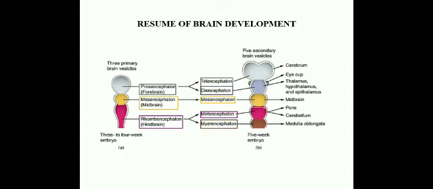The telencephalon gives rise to the cerebrum. The diencephalon gives rise to the optic cup, the thalamus, hypothalamus and epithalamus. The mesencephalon gives rise to the midbrain. The metencephalon of the rhombencephalon gives rise to the pons and cerebellum. The myelencephalon part of the rhombencephalon gives rise to the medulla oblongata.